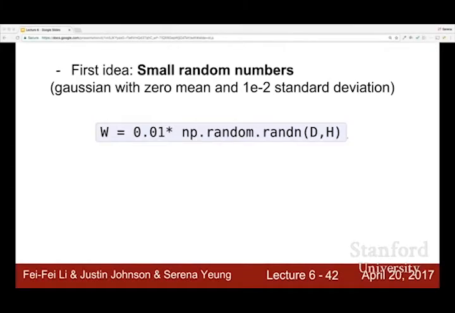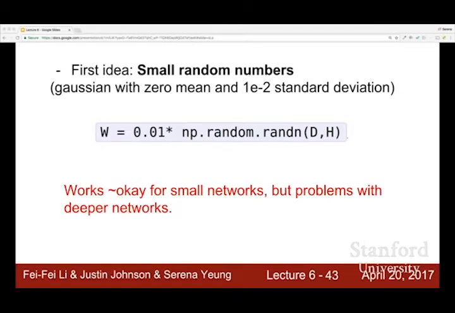Okay, so the first idea that we can have to try and improve upon this is to set all of the weights to be small random numbers that we can sample from a distribution. In this case, we're going to sample from basically a standard Gaussian, but we're going to scale it so that the standard deviation is actually 1e-2, 0.01. And so this gives us many small random weights. This does work okay for small networks, right? Now we've broken the symmetry. But there's going to be problems with deeper networks.